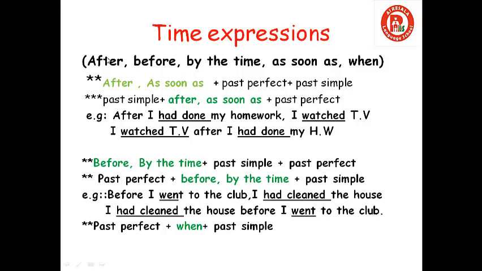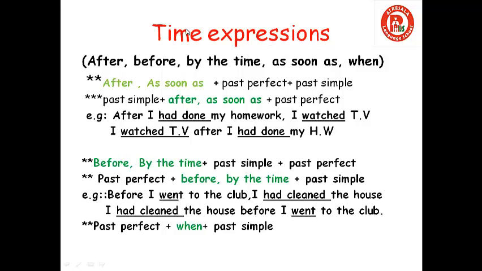Okay, the first two sisters are after, because it begins with A. So guess, what is the second sister? Is it before, by the time, as soon as, or when? Perfect. It's as soon as. Why did we choose as soon as? Because it begins with A, like after. So who are the first two sisters? They are after and as soon as.